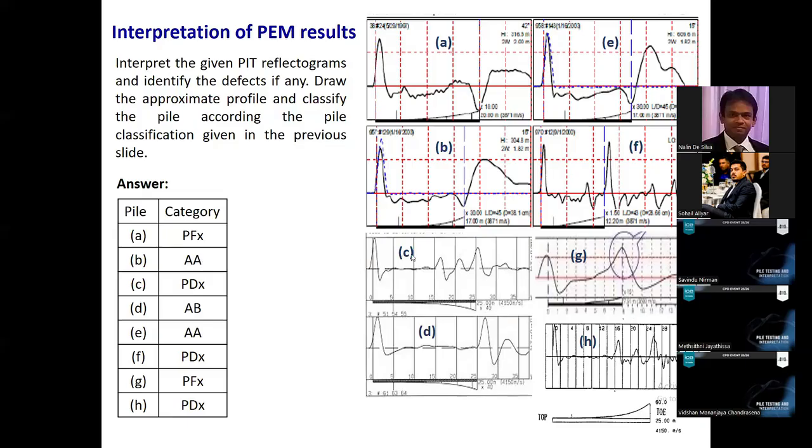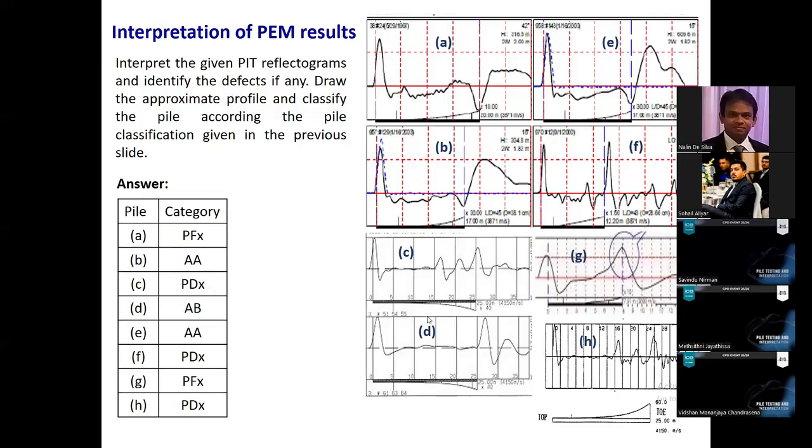Then pile C, you can see this is the length of the pile. Before the wave reaches the pile toe, you can see various peaks in the direction similar to the direction of the initial peak. This one, that one, and this is also indicating a soft toe condition. This pile has multiple defects, so it can be classified as PDX.